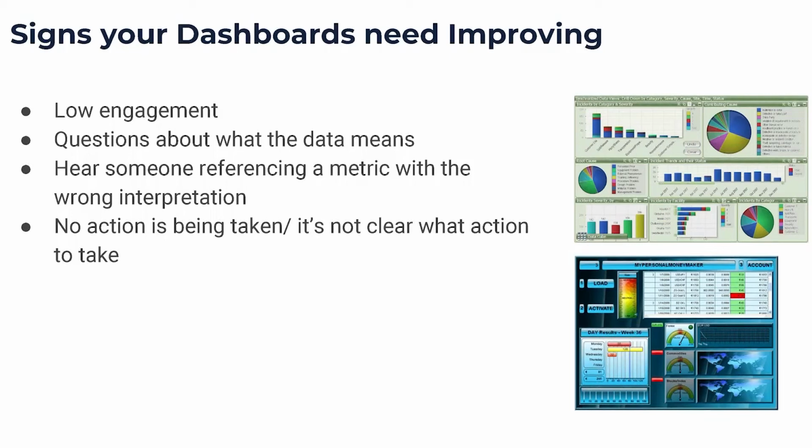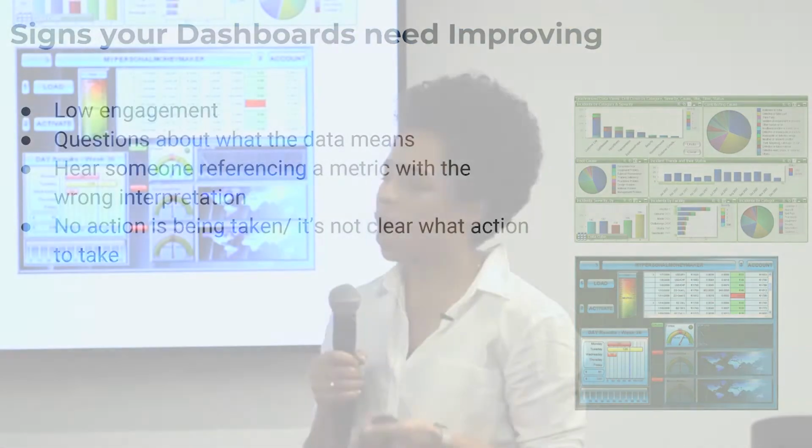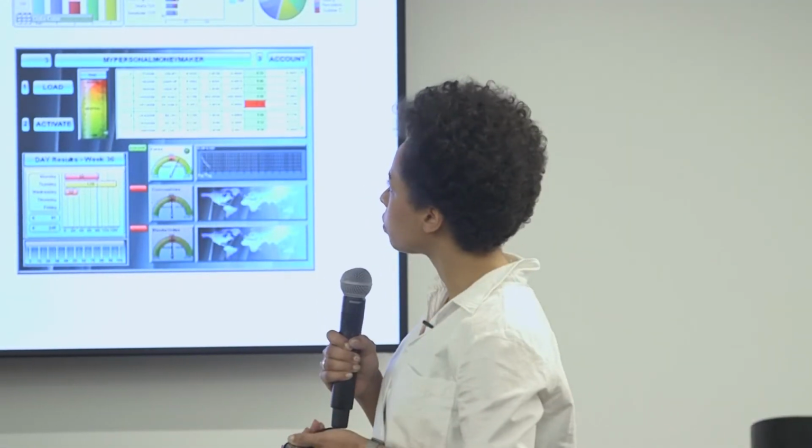Cool, but there are some signs that the dashboards that you're creating need some improvement. So yeah, these look pretty horrific. Hopefully no one has been presented with a dashboard like that. But some of these signs might be that you're seeing low engagement, or there are questions about what that data point means. Or maybe you're hearing someone referencing a data point, but actually they've interpreted it in the wrong way. Or no action is ever really taken off the back of that dashboard, and it's not clear what action you should take at all.